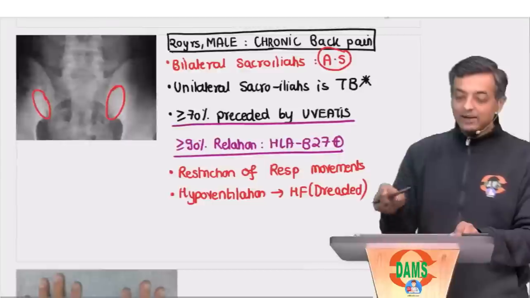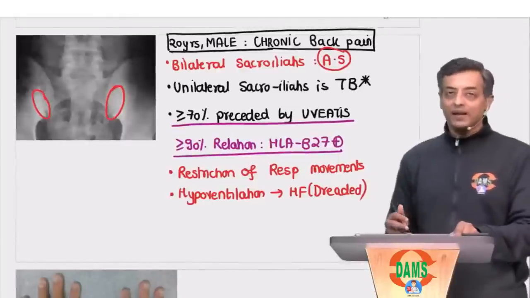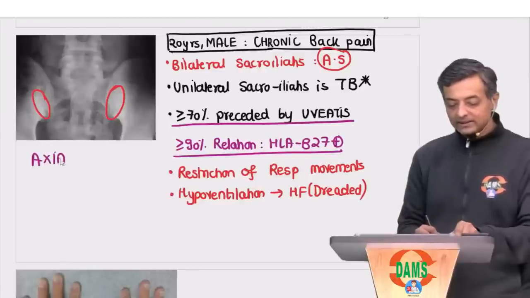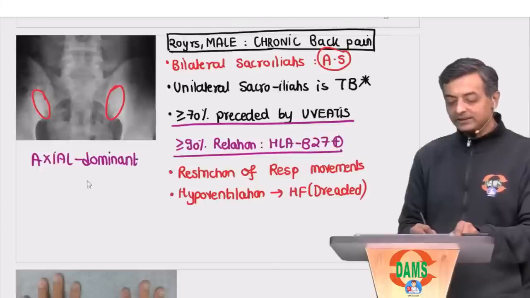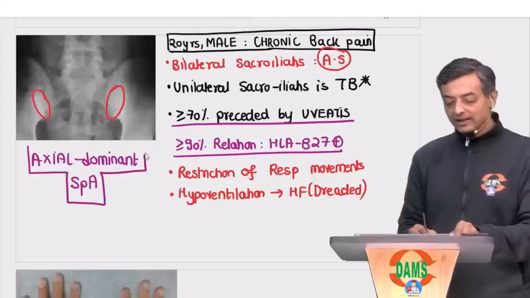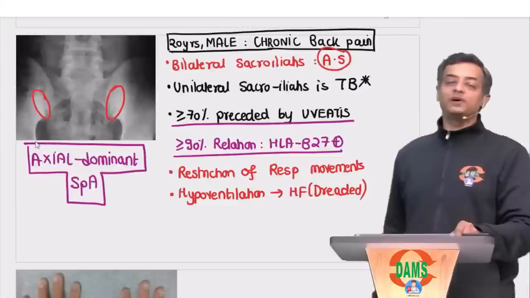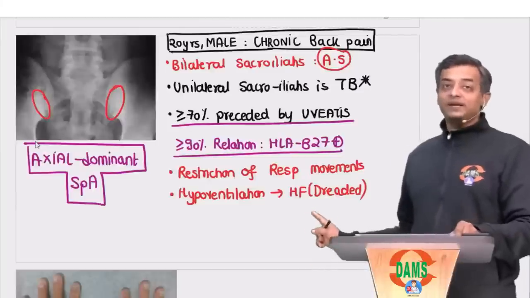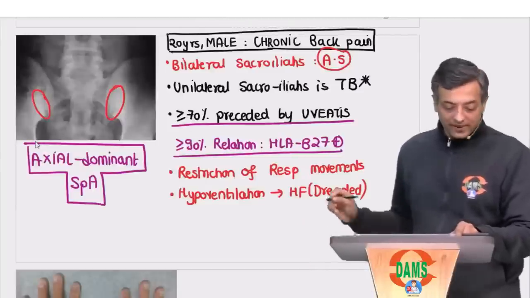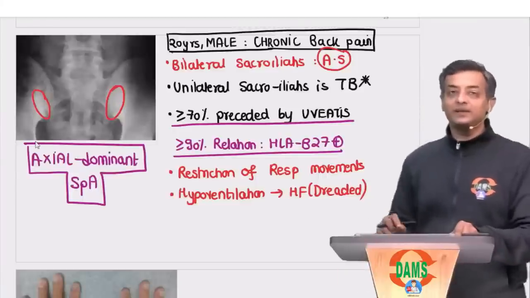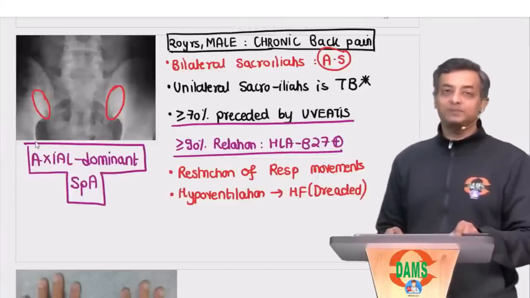The axial dominant SPA is ankylosing spondylitis. Cause of death is heart failure. Remember this MCQ: cause of death is heart failure in this patient.